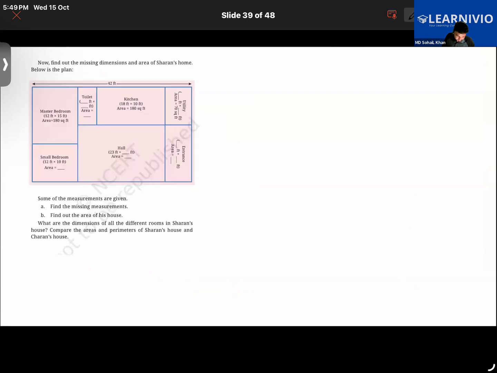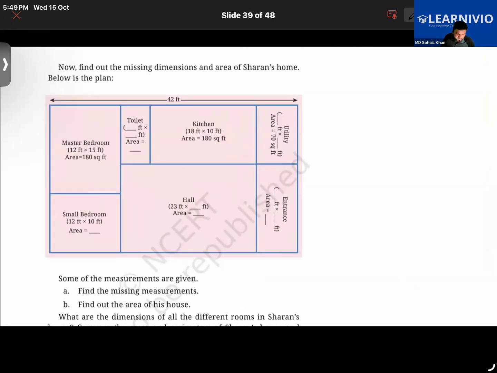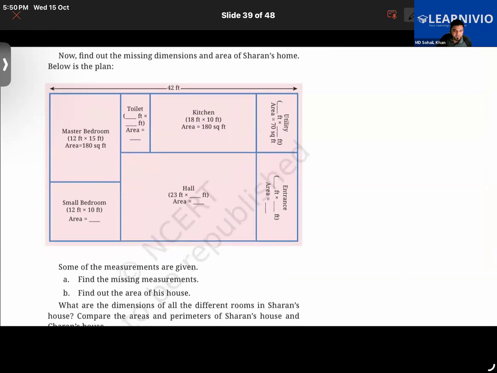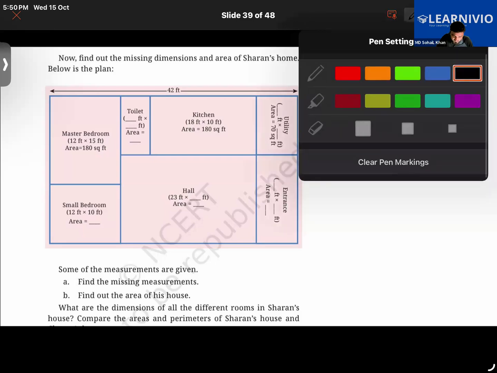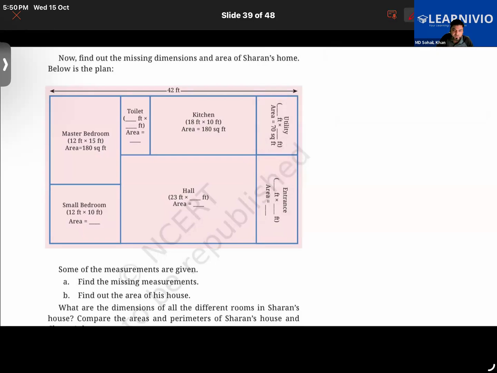Look over here. That is the map of Sharon's home. Below is the plan given here. Again, like this master bedroom, a small bedroom, hall, etc. We need to find the missing measurements here, and we have to find out the area of his house. It's a similar type of question, simply with a different diagram. This time you are going to answer it.